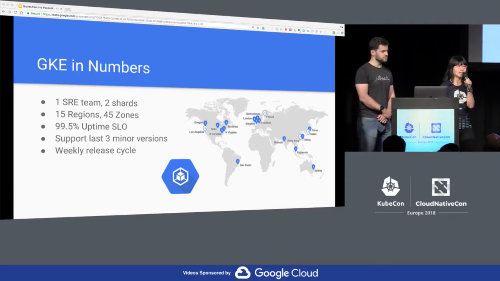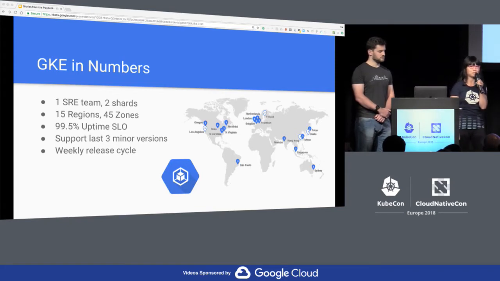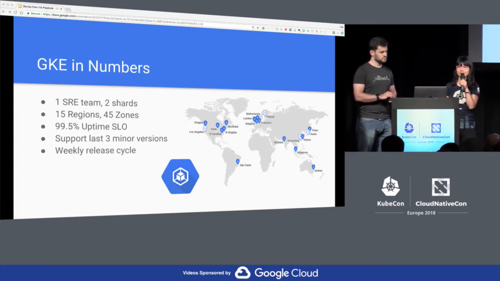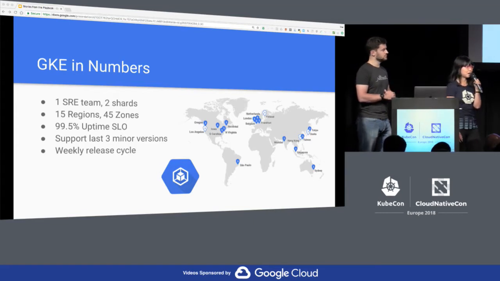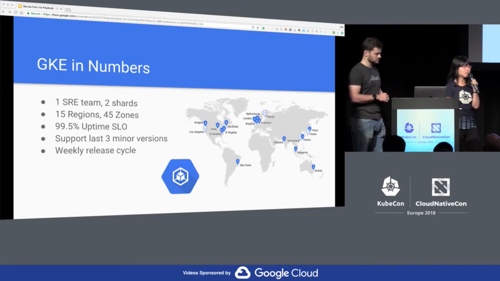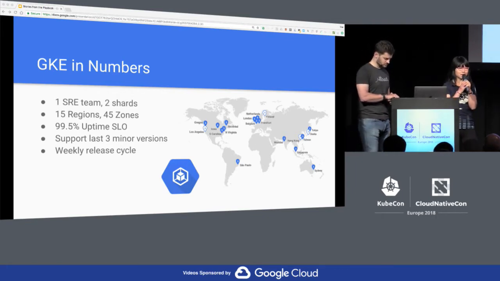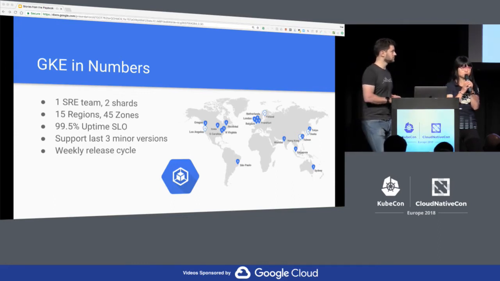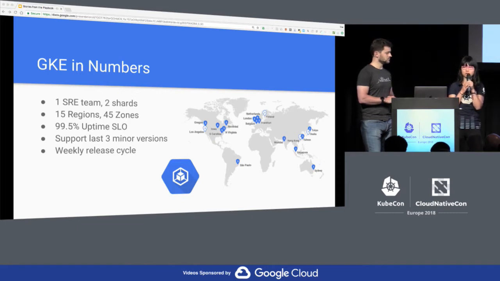And we're supporting a cloud product that's growing exponentially, both in terms of the number of users and also the number of cloud locations. And we're backed by an open source project with more than 1,000 contributors. We have a pretty rapid release cycle. It's weekly, and the rollout occurs over 4 days across the different cloud locations. And we're supporting the latest 3 minor Kubernetes versions.